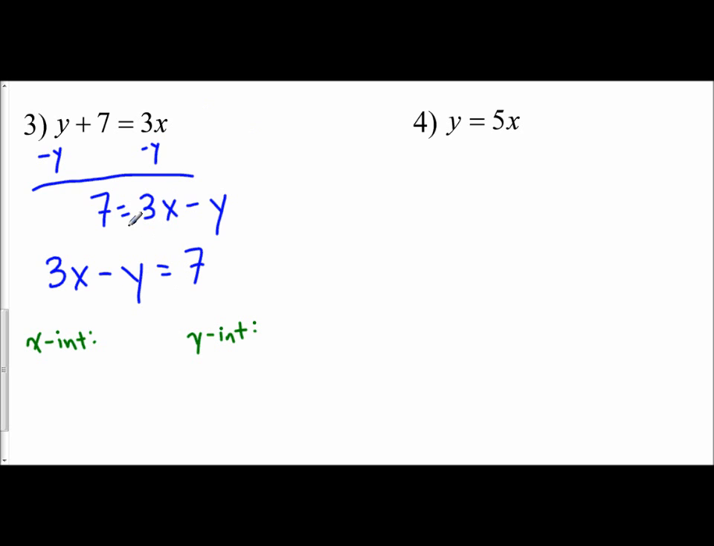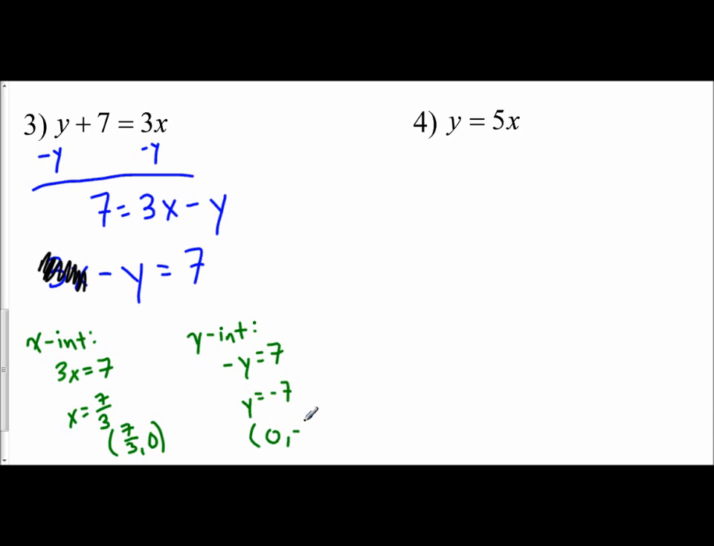So let's cover up the y term first. 3x equals 7 is the equation we're going to solve. Divide both sides by 3, x is 7 thirds. And so that is the coordinate 7 thirds, 0. If I want to find the y-intercept, cover up the x term, and we get negative y equals 7. Divide both sides by negative 1, y is negative 7. And so my y-intercept is 0, negative 7.